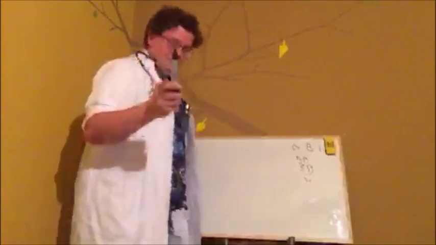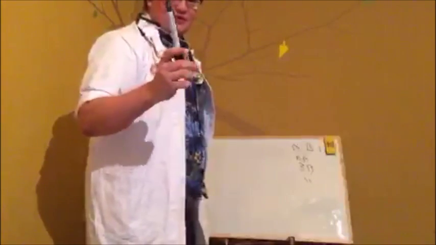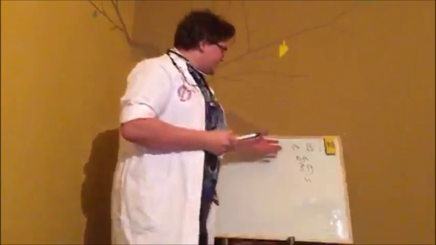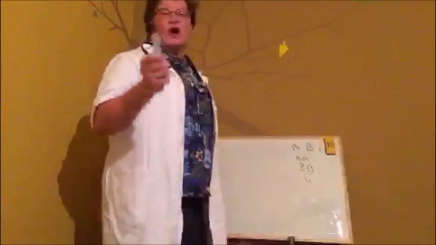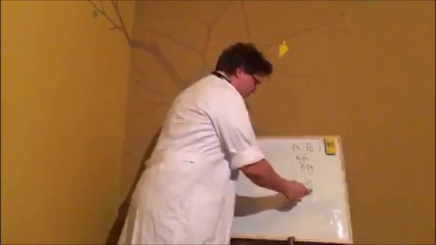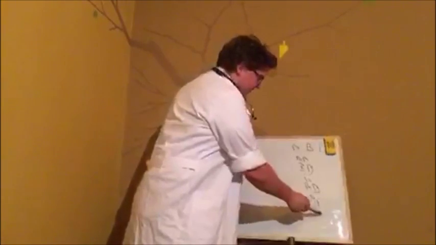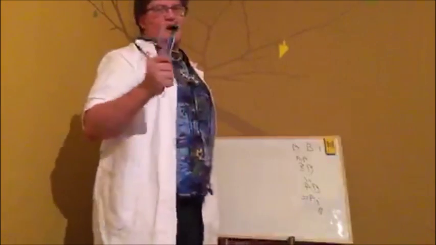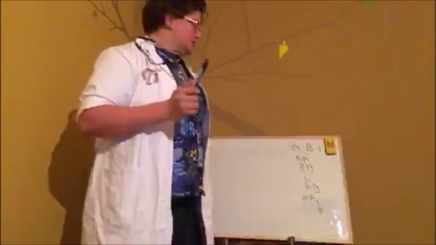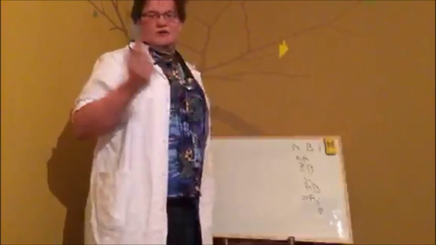Just kidding. But one more thing. It's important to remember that A and B are codominant. That means if you have AB, you have blood type AB. But if you have AI, A is dominant, I is recessive. So A will always dominate over I. So you will have the blood type A.